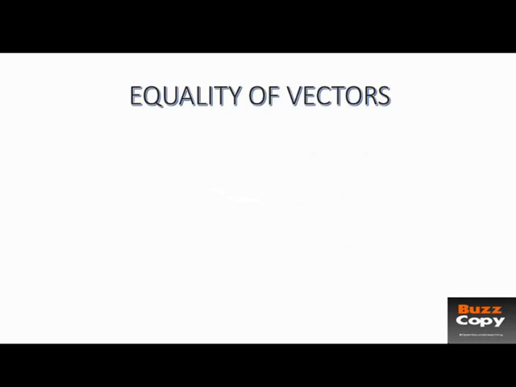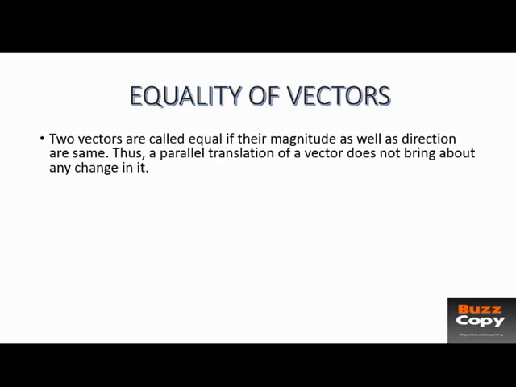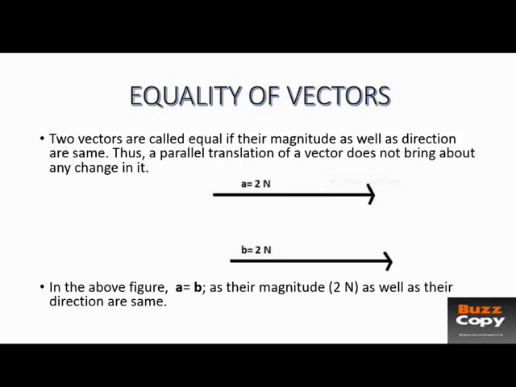Equality of vectors. Two vectors are called equal if their magnitude as well as their direction are same. Thus, a parallel translation of a vector does not bring about any change in it. In the above figure, A vector is equal to B vector as their magnitude as well as their direction are same.